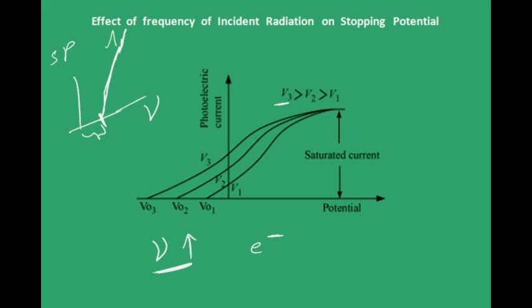Say for a metal A. For another metal B, it may be something like this. That means the nature will be same, just the threshold frequency will be different. So this is how cutoff voltage varies with frequency. So more the frequency, more is the cutoff voltage. Here also you observe the same thing. More the frequency, that is V3 greater, you need more cutoff voltage.